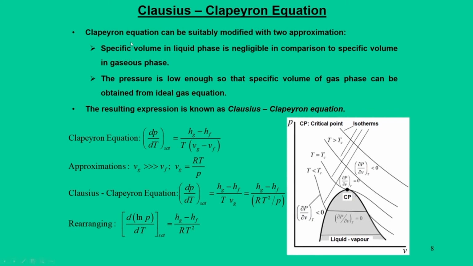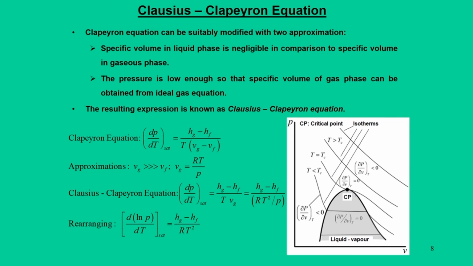So basically Clapeyron's equation was suitably modified with two approximations. First, specific volume in the liquid phase is negligible in comparison to specific volume in the gaseous phase. In fact, if you recall our steam table data, if you have solved the data from the steam table at UG level, you will find that the gas phase has higher specific volume than the liquid phase. So what this Clausius-Clapeyron equation assumes is that the specific volume in the liquid phase is negligible.